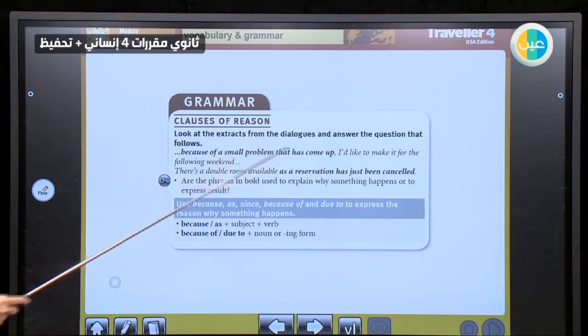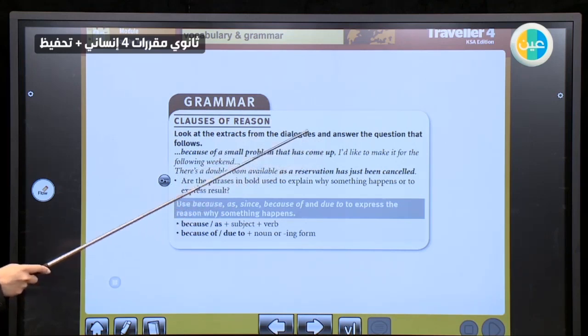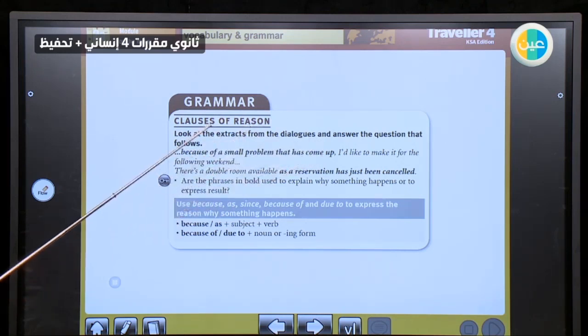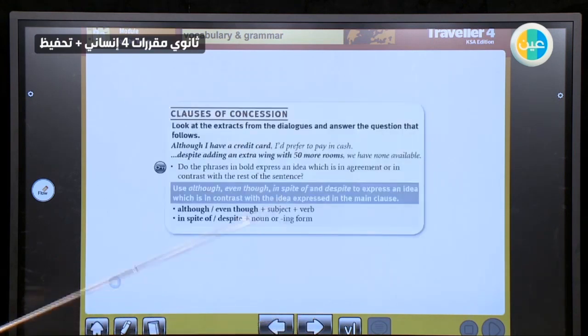Why do I do this thing? Because of this. This is a clause. We use here because or as plus subject plus verb. When I use because, I have to add subject and verb. And I can use because of or due to plus noun or ing form. We will do it together. We'll just take general information now.